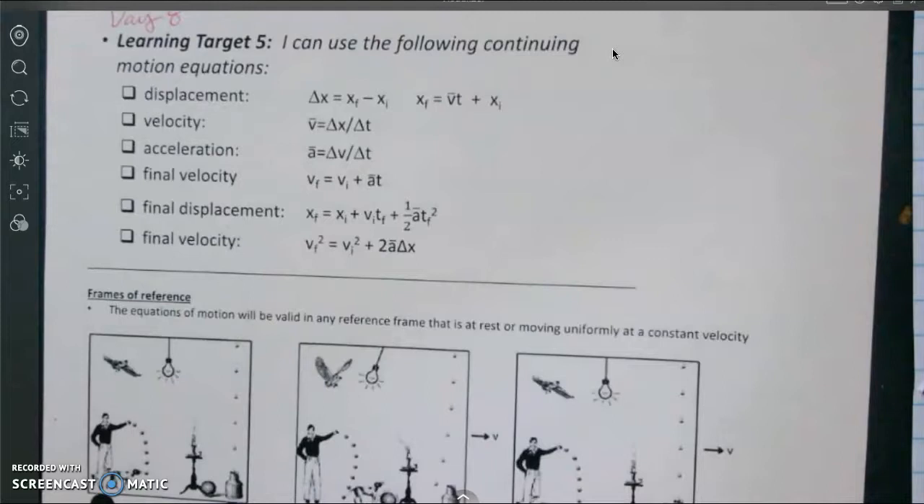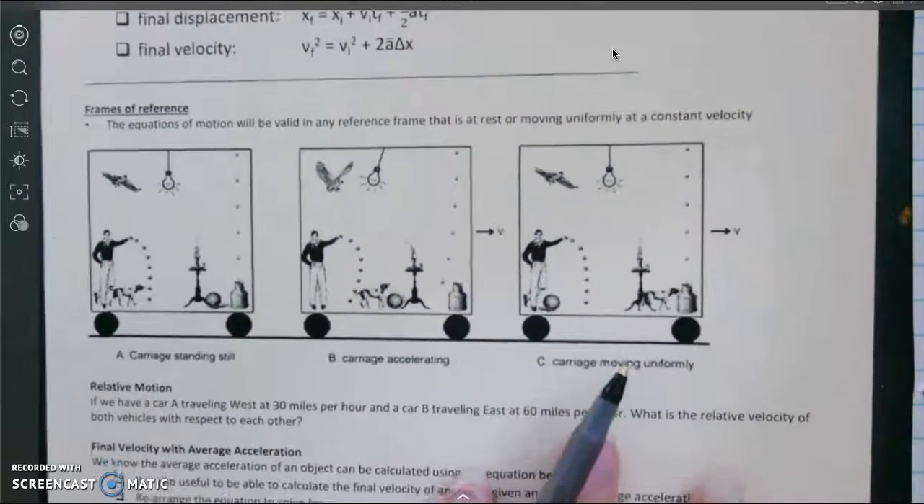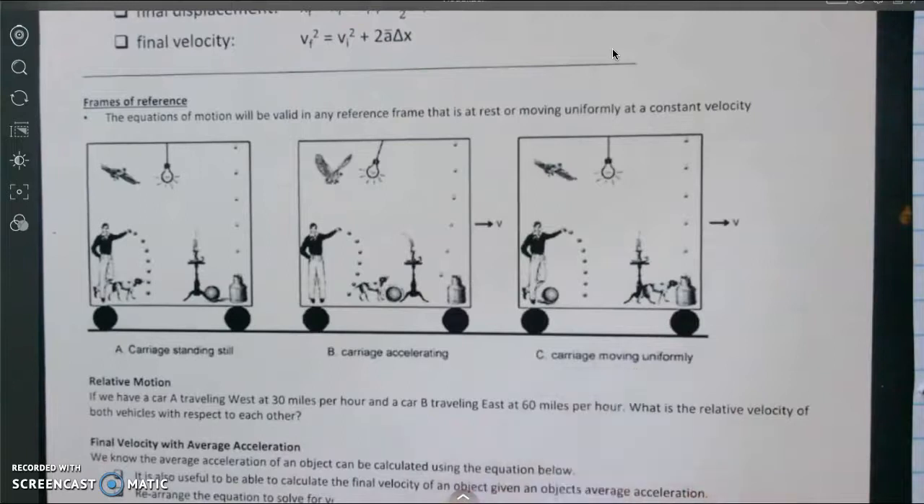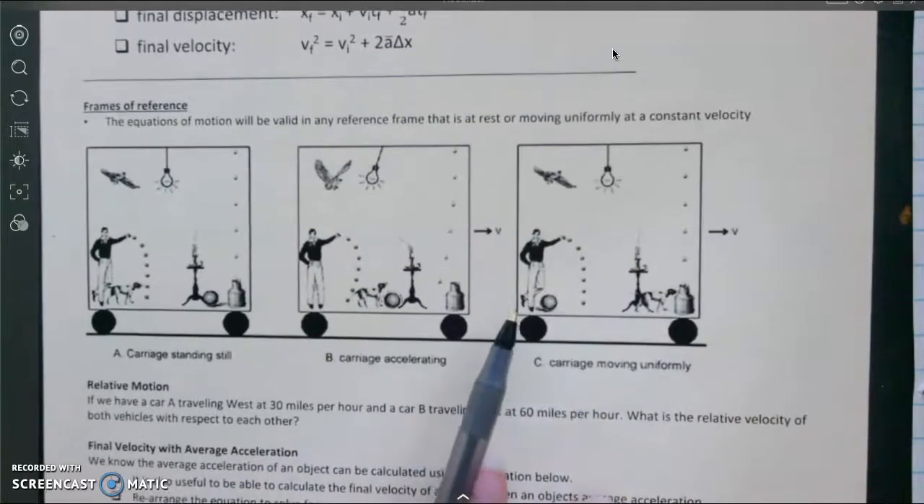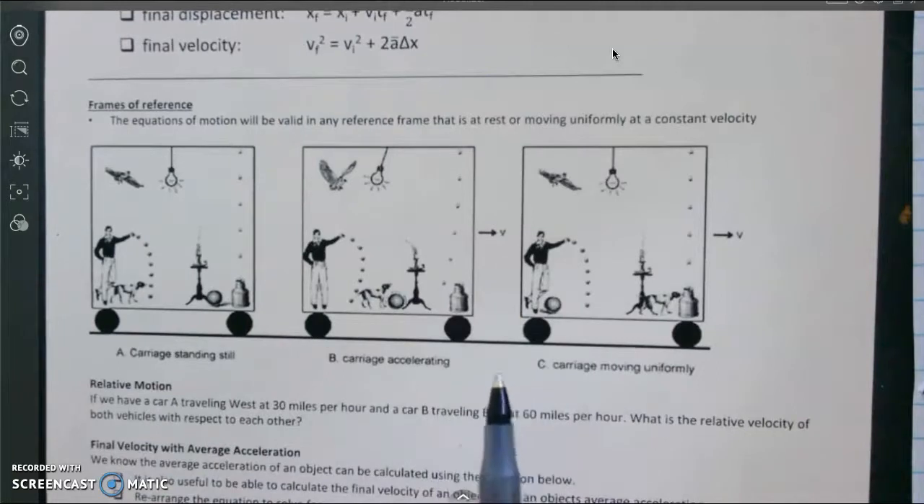Okay, so a lot of this learning target, as we finish up this unit, is doing practice problems and listing what we know and what we don't know and drawing out the problem. So here's what you're going to see a lot of. First, draw a picture of the situation. Then establish an origin. From there, list your knowns and unknowns, and then pick which equation you're using to find your final answer here.